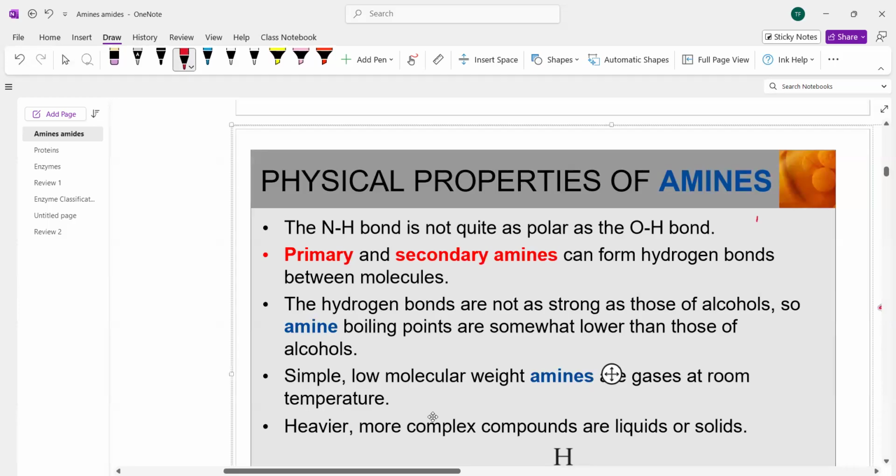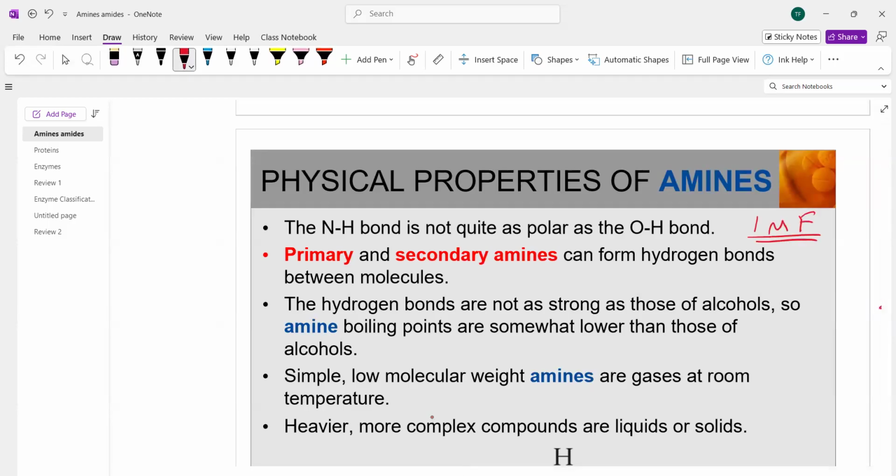Okay, as far as IMFs go, because we have a nitrogen bonding with hydrogen, we can form hydrogen bonds. Primary ones, secondary ones, but not tertiary ones very easily. Okay, and because the nitrogen is further away from the fluorine, its electronegativity properties are weaker. Hence, the hydrogen bonds aren't as strong as with oxygen.